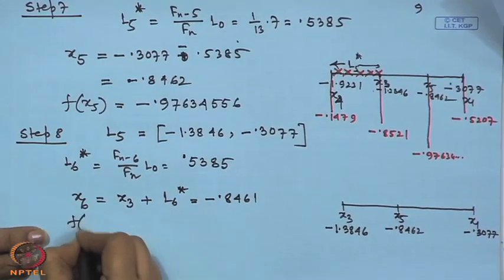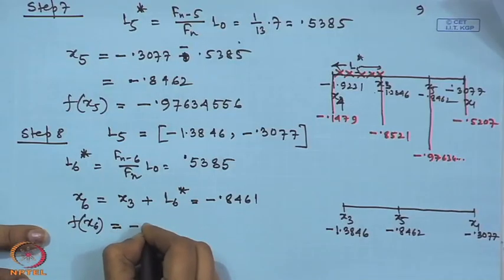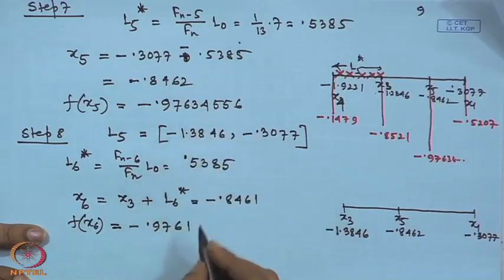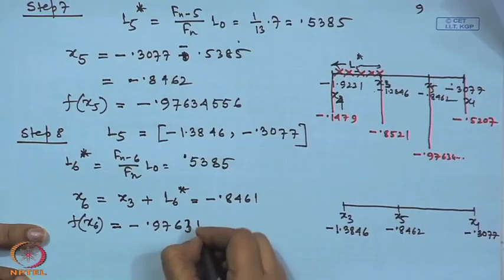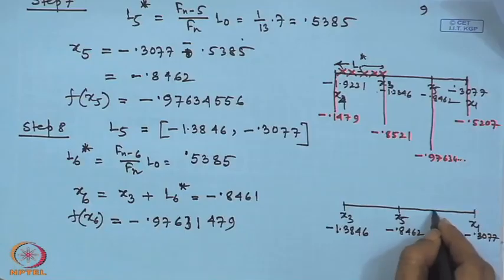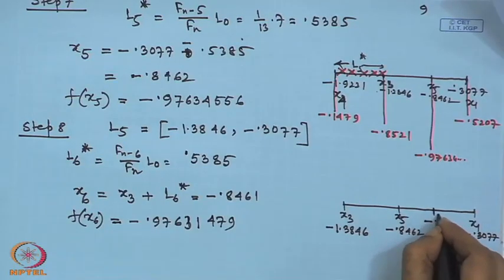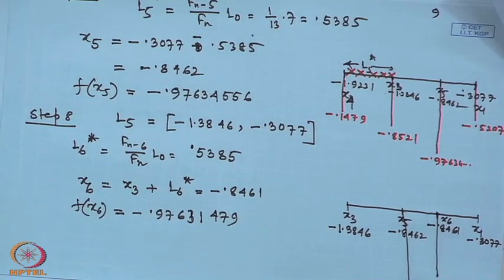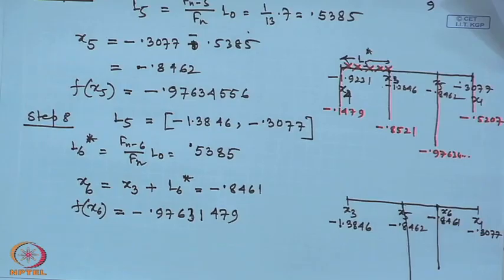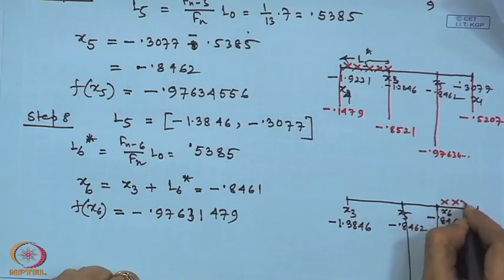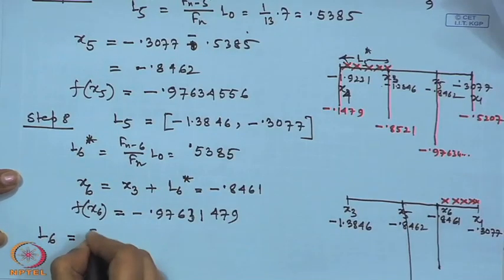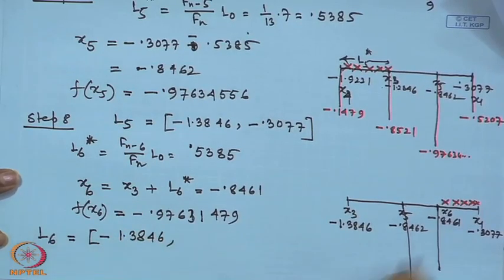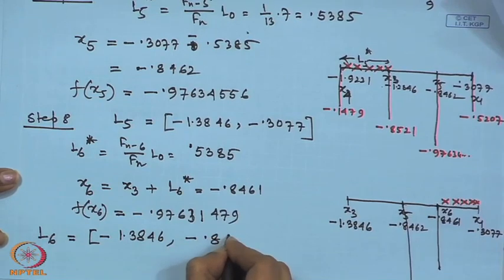And what is the functional value at x6? We will see the functional value is coming minus 0.9761. Just compare with fx5. That is what we see, we are getting x6 here, that is minus 0.8461, and we are having a higher functional value than x5. What is the conclusion in the next? Since this is a high value, considering the unimodality condition, again we will discard this part of the interval and we will declare that the final interval of uncertainty L6 is from minus 1.3846 to minus 0.8461.